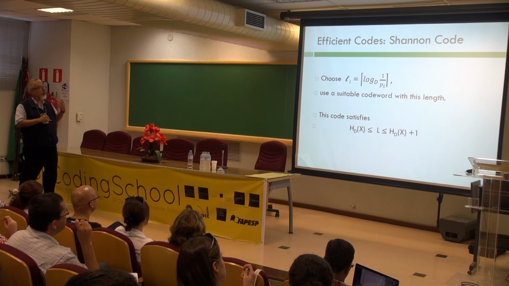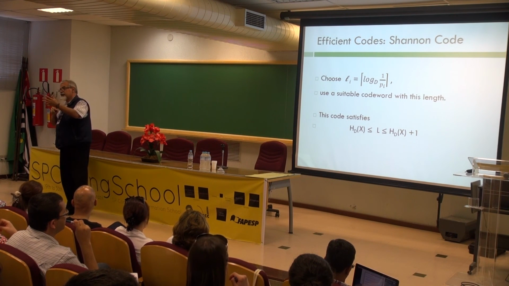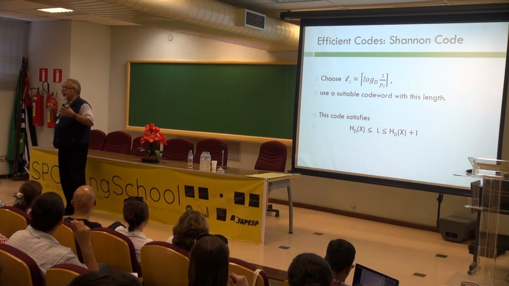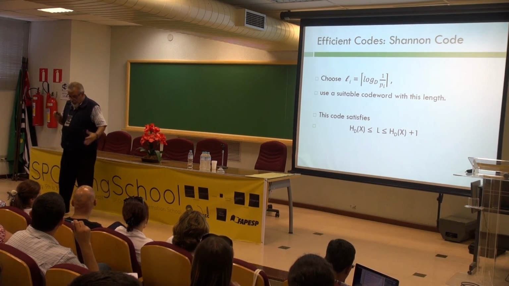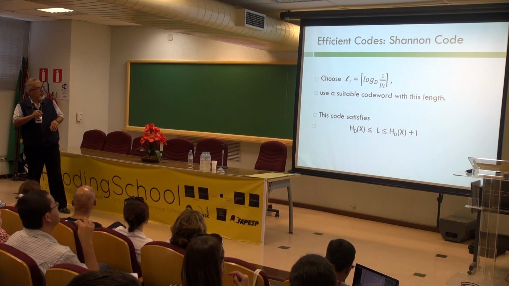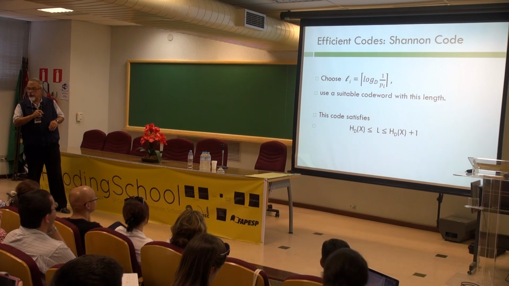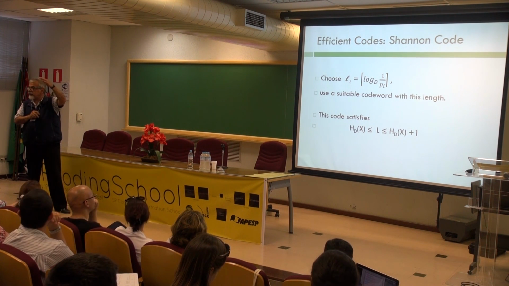And Shannon proposed, this was before Huffman, because between 48 and 52, people were working like crazy to get the optimal. What is the optimal code? And then Shannon proposed, okay, let's have this particular code here. We just take the log base D of 1 over pi, for the probability, and we round it up.